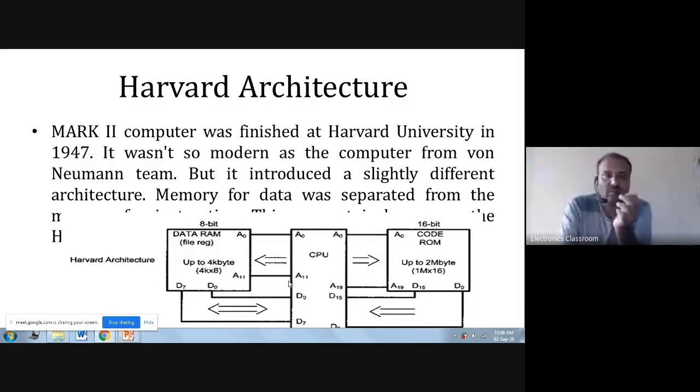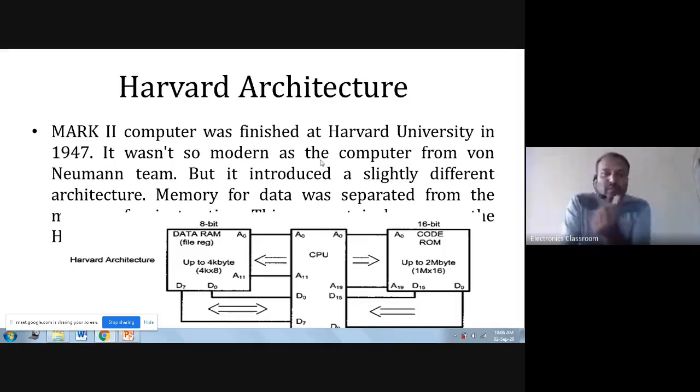If you see the history, the Mark II computer was finished at Harvard University in 1947. It wasn't as modern as the computer from the von Neumann team, but it introduced a slightly different architecture. Memory for data was separate from the memory for code.